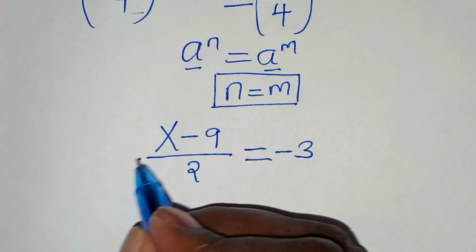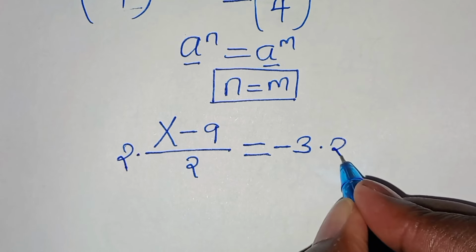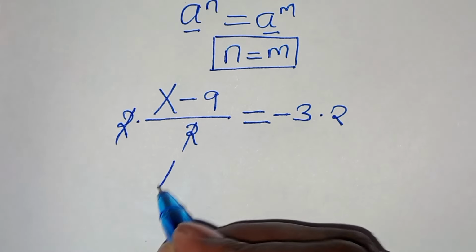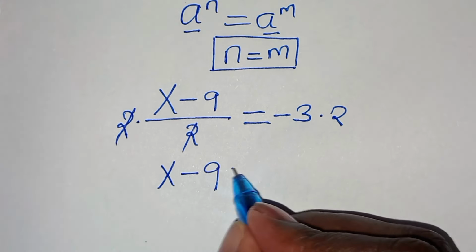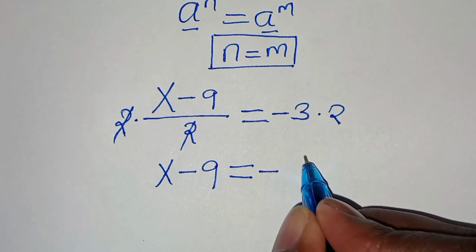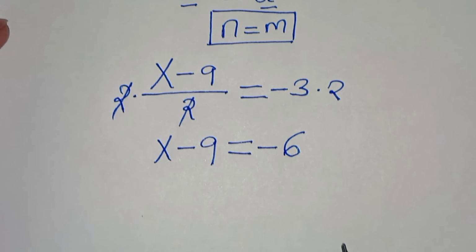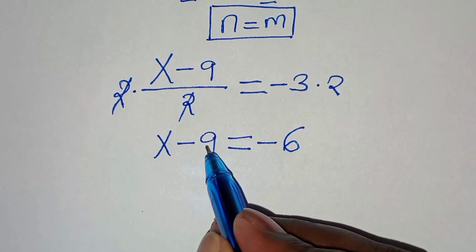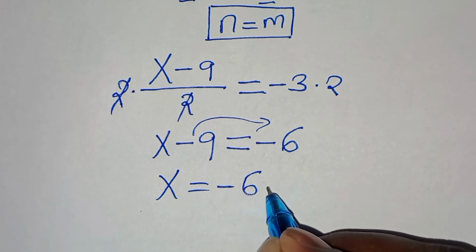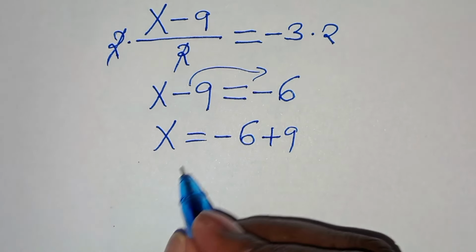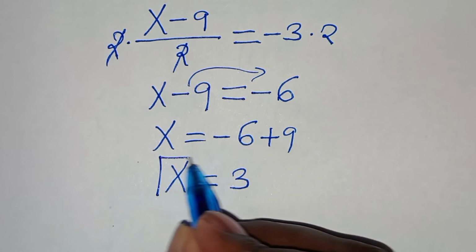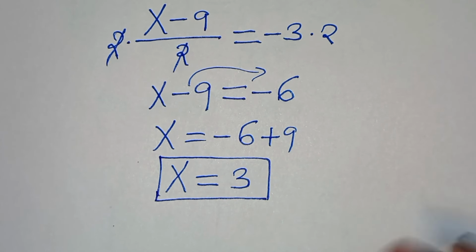The next step is to multiply both sides by 2, so that the 2 and 2 here simplify. This means we have x minus 9 equal to minus 3 multiplied by 2, which is minus 6. Let's take minus 9 to the right hand side. So this means that x is equal to minus 6 plus 9, which is equal to 3. So we have the value of x, which is equal to 3.